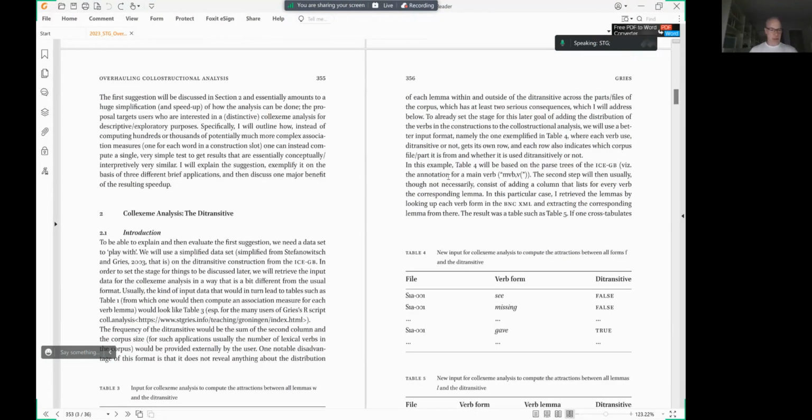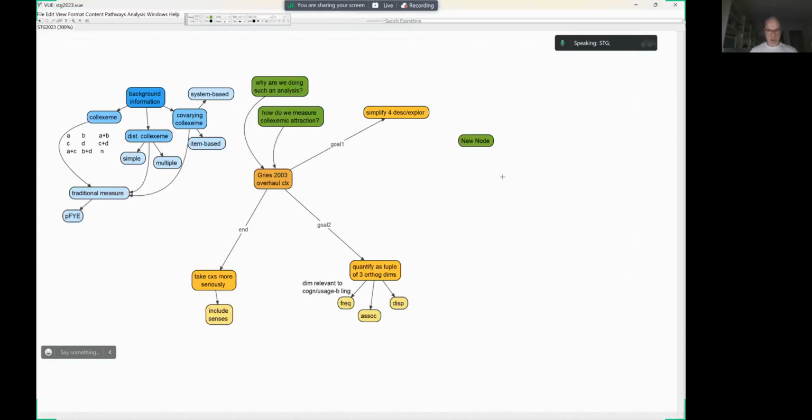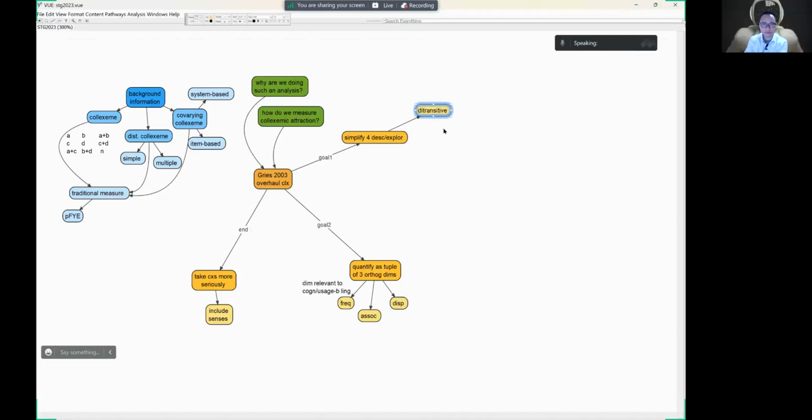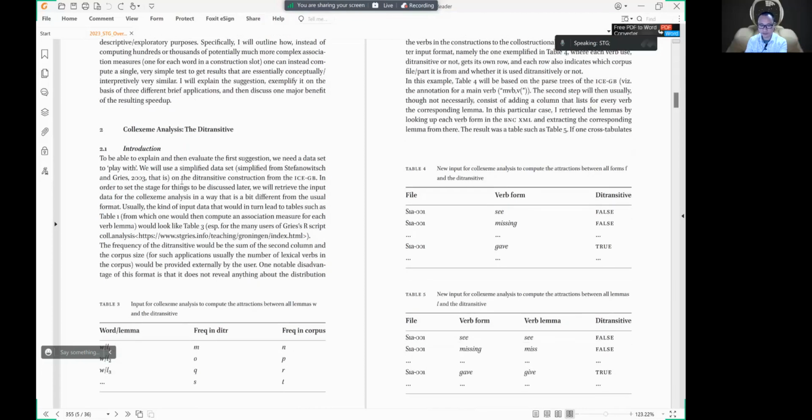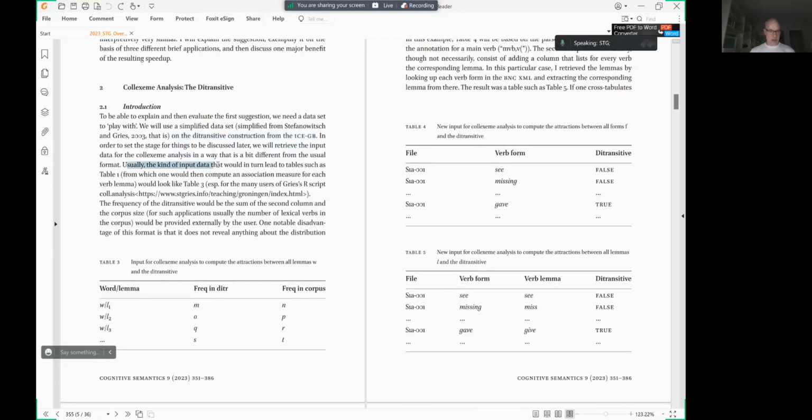So let's see then. What does the paper say? Okay, the paper says the first set of suggestions apparently uses a collexeme analysis, namely of the ditransitive as a first example. So we go here and say, all right, first case study is the ditransitive. So we'll use the ditransitive from the ISGB. And then it talks about what the input to this kind of analysis used to be. So it says, usually the kind of input data that would in turn lead to tables such as table 1 that we saw earlier would look like table 3, especially for many people who used my R script.